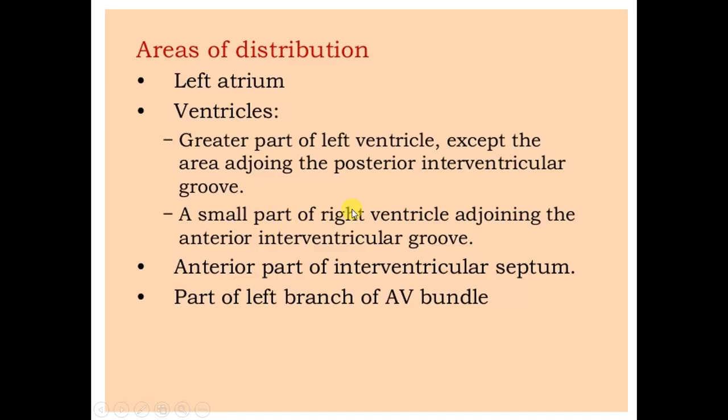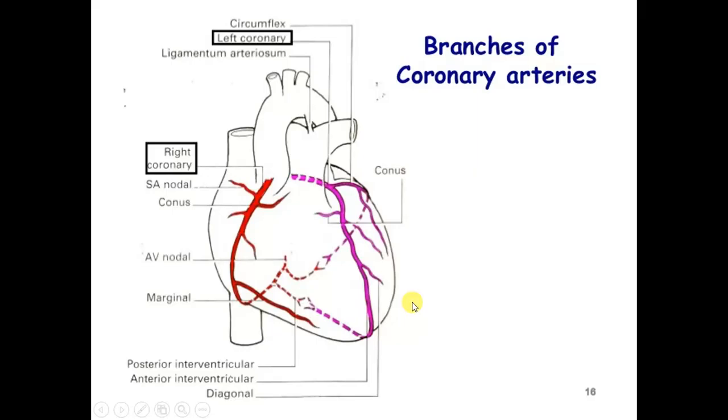Okay, now the areas supplied: the left atrium, the ventricular, the greater part of the left ventricle except the posterior interventricular groove, because it is supplied by the right coronary artery. A small part of the right ventricle and the adjoining anterior interventricular groove. The anterior part of the interventricular septum, and part of the left branch of the AV bundle.